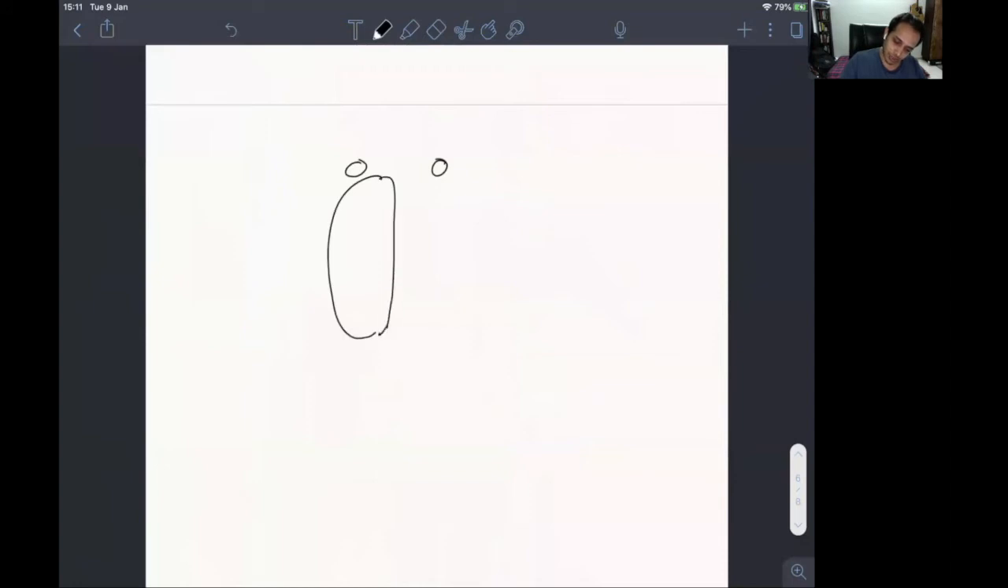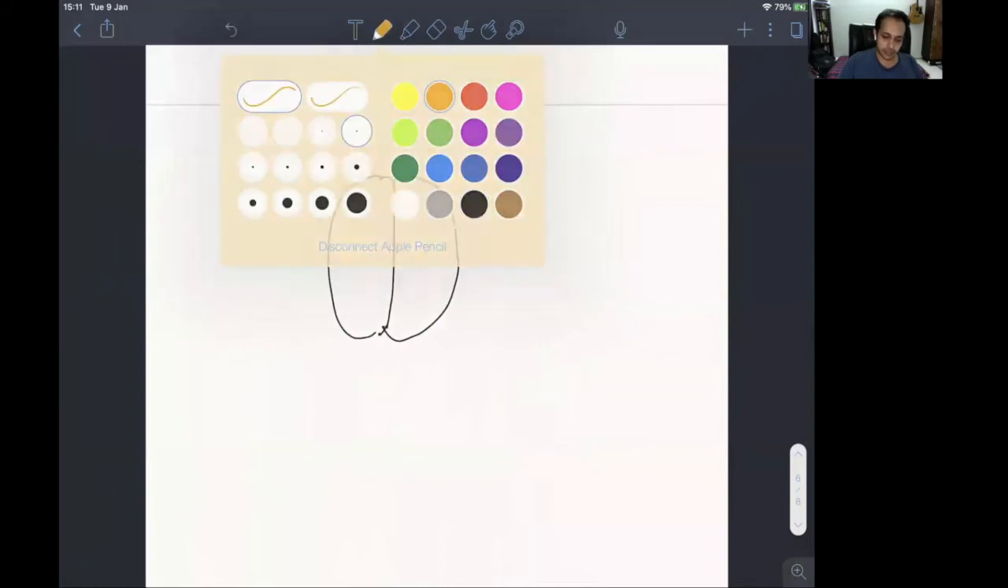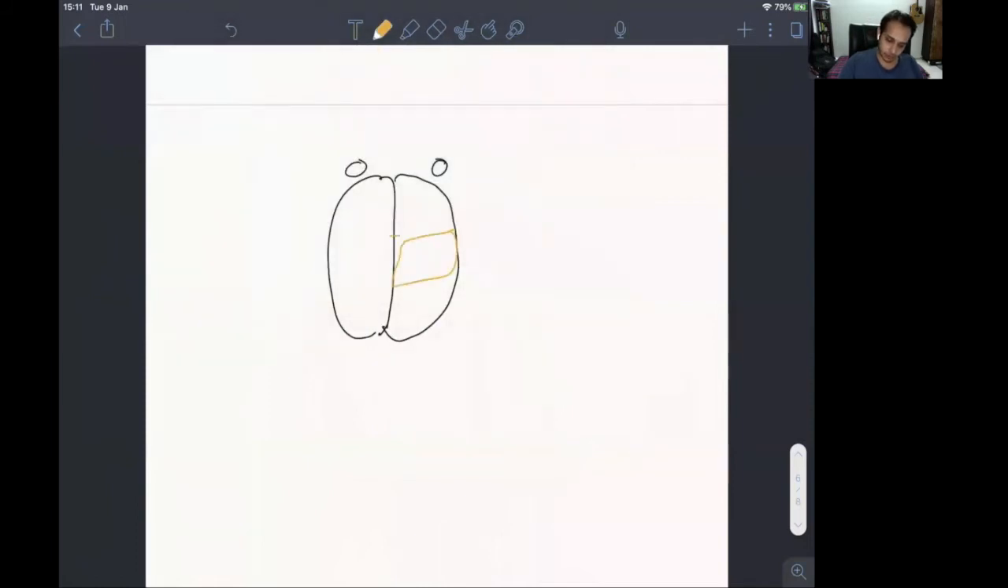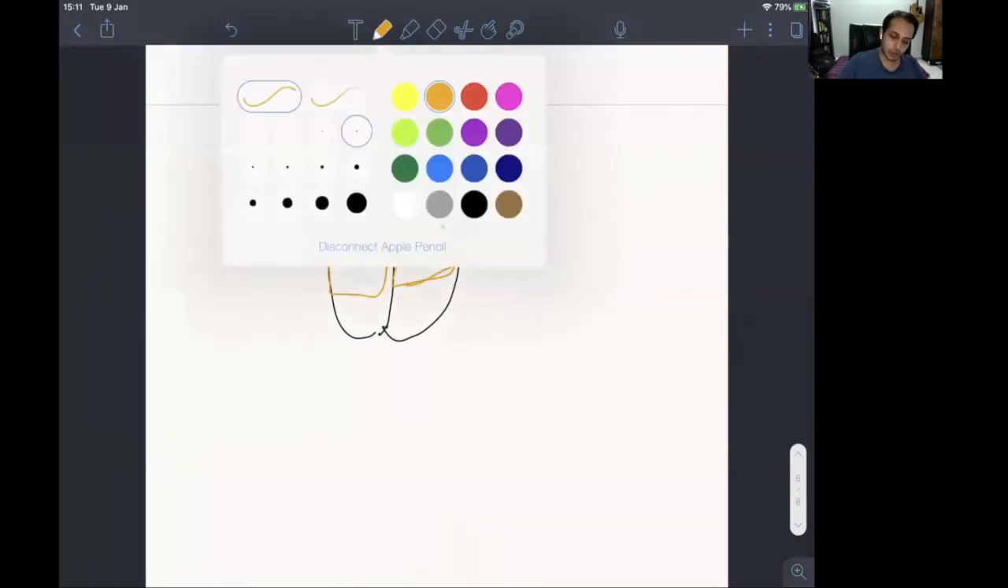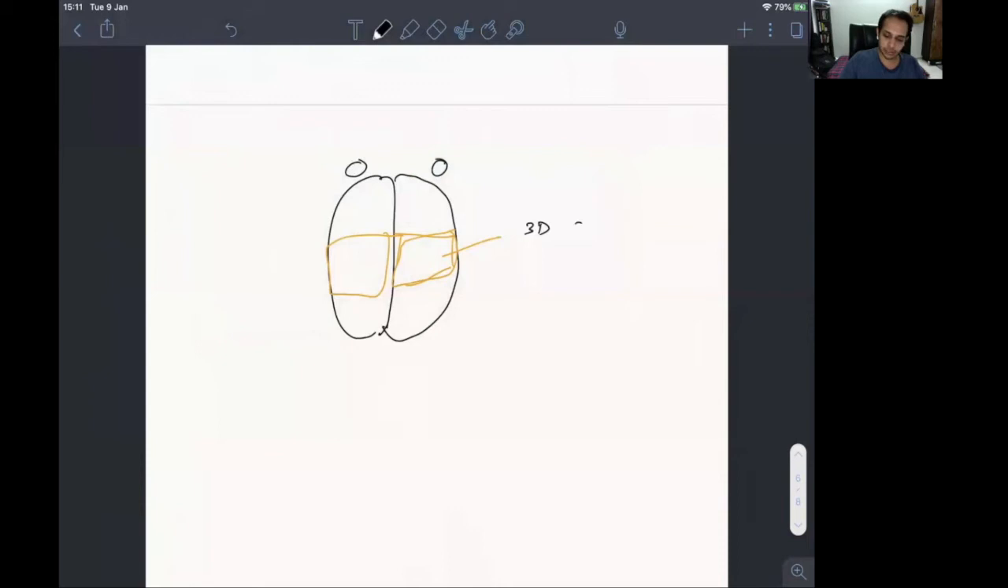Now, I'm drawing the brain. In your brain, there is the parietal lobe. Now, the parietal lobe is responsible for three-dimensional spatial awareness. We have covered this multiple times before. Now, what if there is a lesion in the right parietal lobe? Okay, so there is a lesion here.